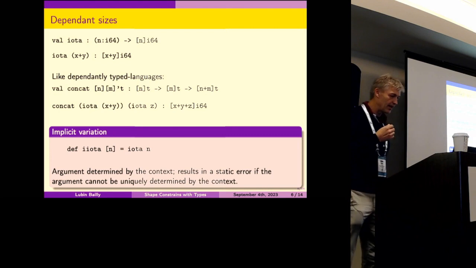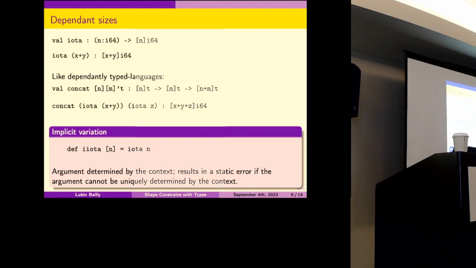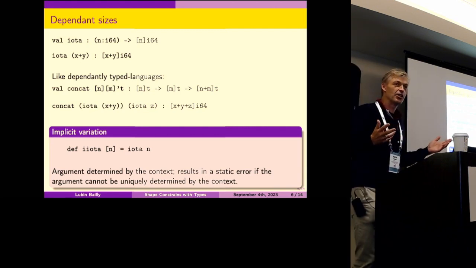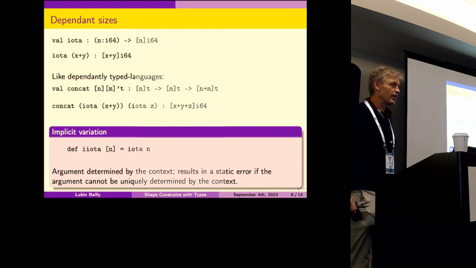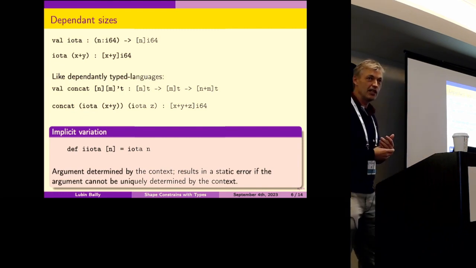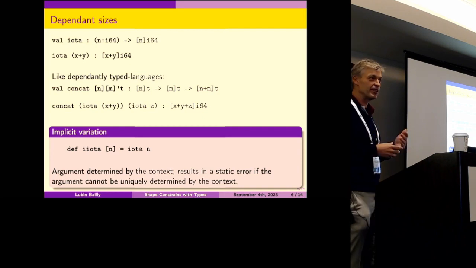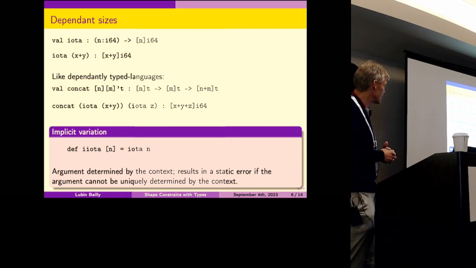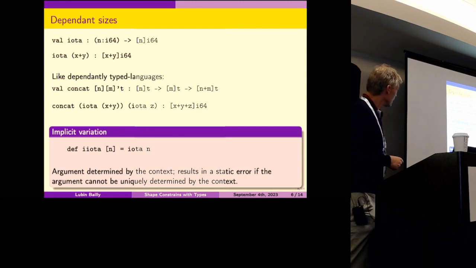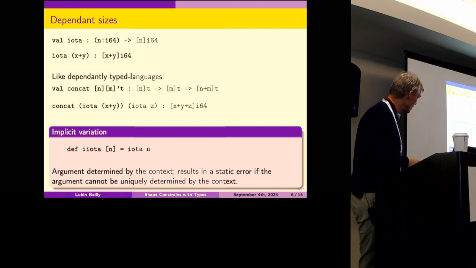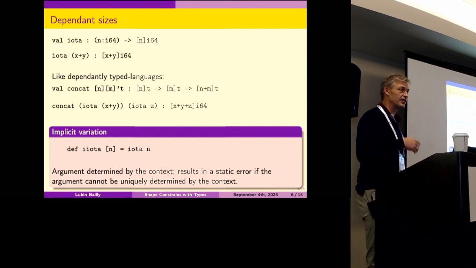You could also have an implicit variation of iota. I mean, maybe you just want to specify that I'm really just creating an index space, and depending on the context in which that appears, it will be inferred automatically what the size of that array will be. It might be zipped together with something else, so that there could only be one possible size, and that is also possible. As long as we can uniquely determine the size in the context, otherwise there would be a static error.